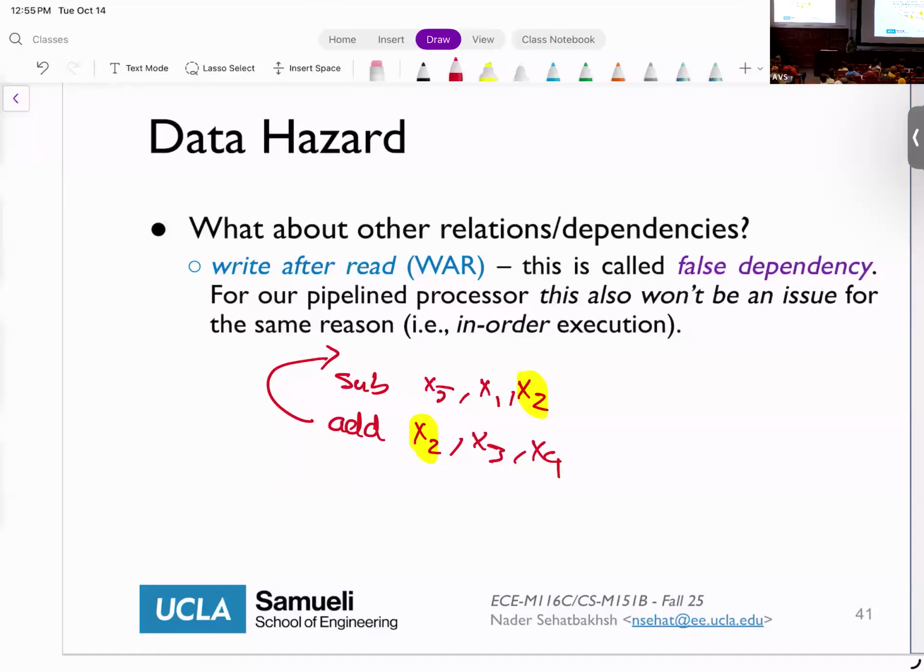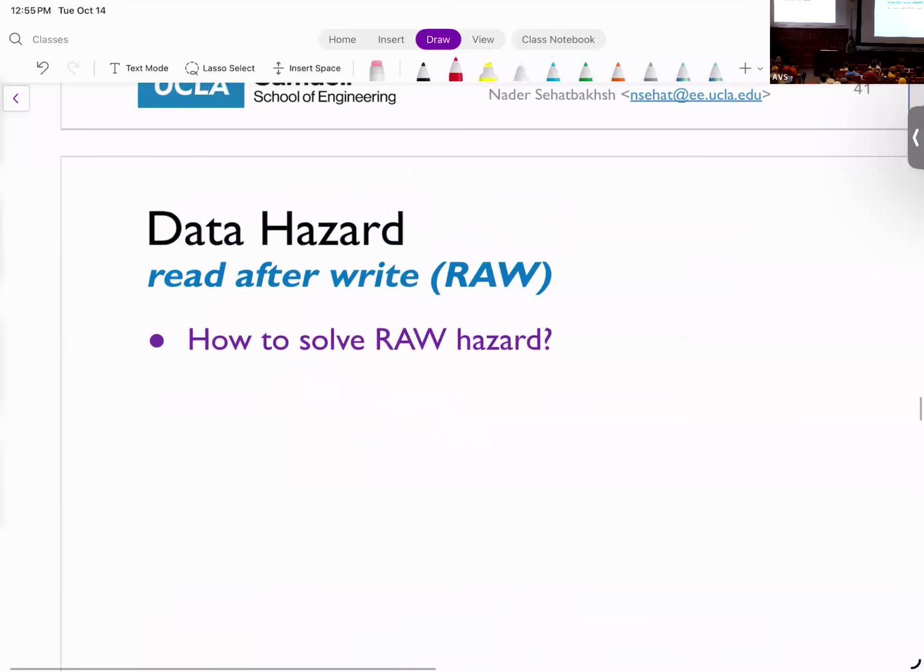Okay. So going back to RAW data hazards, the only thing that we care about is RAW data hazards. The other hazards are not important in an in-order pipelined processor. Later, you're going to see that those are important. Okay? So how do we solve RAW data hazards? Any solutions?